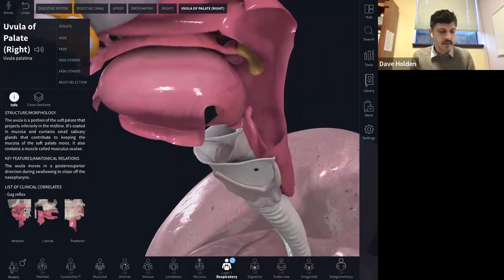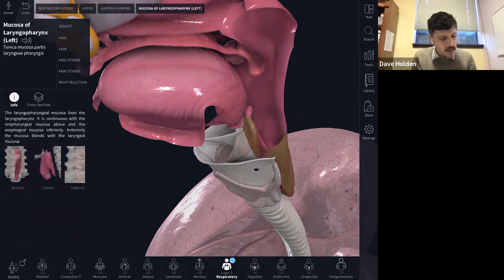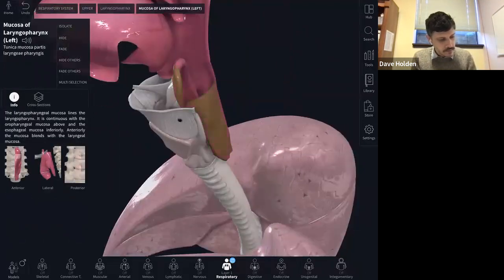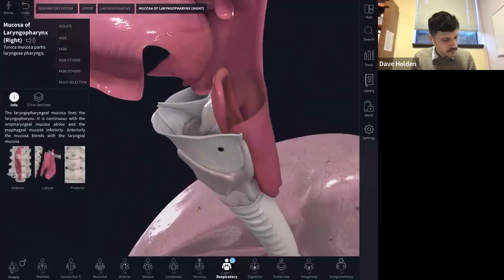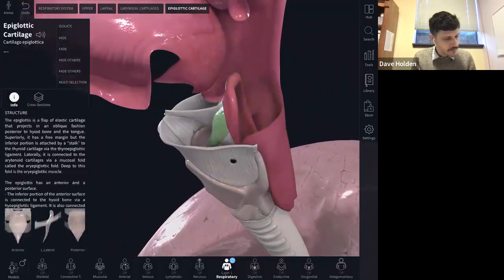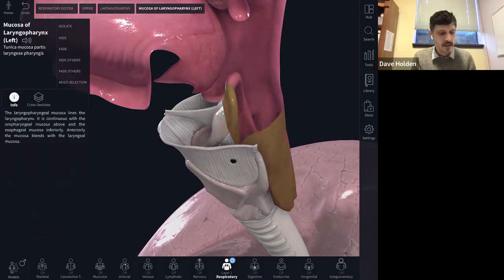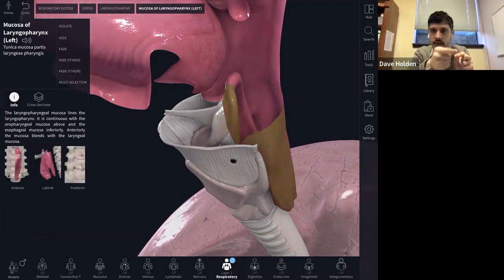And right there, you can see the division between the white and the pink. The pink continues on to the stomach. The white is headed to the lungs. And then you have this little, where's the epiglottis? There it is, epiglottic cartilage there in green. So this little rim looking doohickey, that's the epiglottis. It normally closes off the stomach, but when you swallow, it lifts up and closes off the airway.